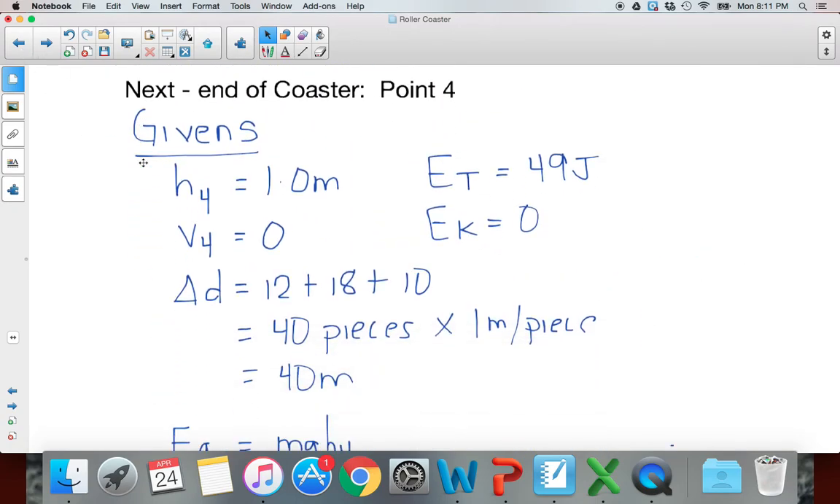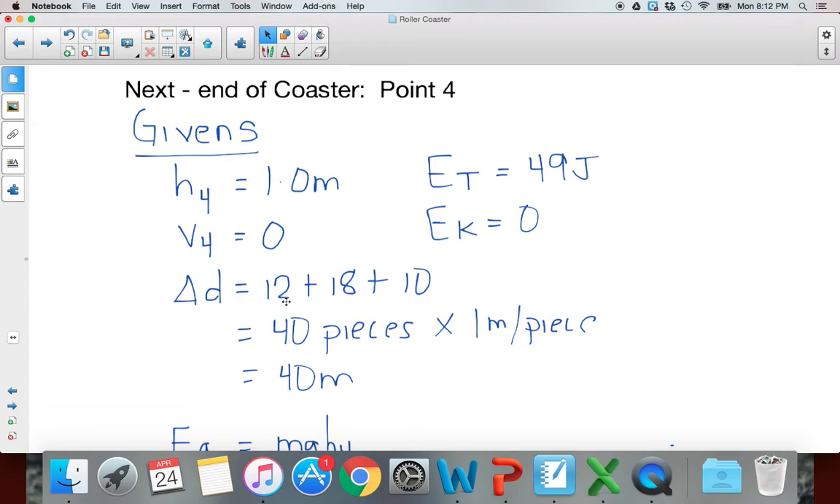Okay. So the givens for point number 4, we know the total energy. We know the height. We know it has a speed of 0. That's kind of the definition of our endpoint. So that means the kinetic energy is 0. So that tells us we know a bunch of stuff already. The other thing that I was hinting at when I was looking at the diagram above is that the E thermal that matters for point 4 is the thermal energy that's been lost to the system due to friction since the very beginning.